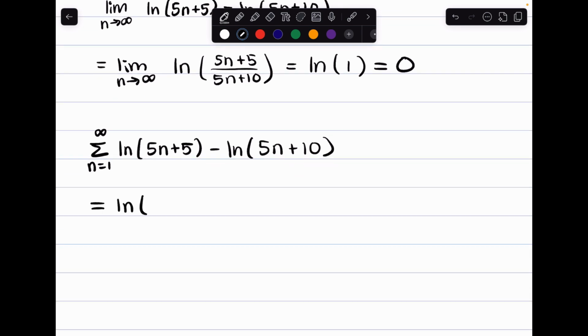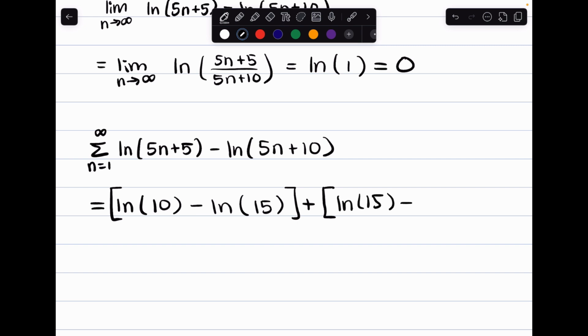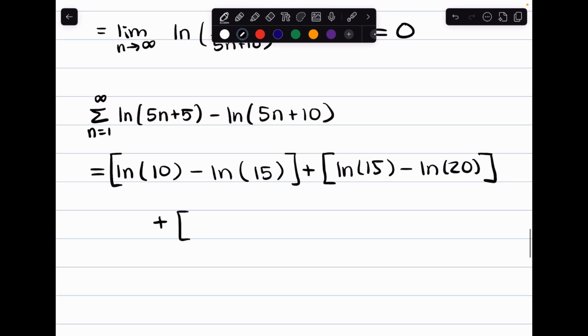We have natural log of 5 times 1 plus 5, which gives me 10, minus natural log of 5 times 1 plus 10, which gives me 15. That's my first term, a1. My a2 is going to come out to natural log of 15 minus natural log of 20. My third term, a3, is going to come out to natural log of 20 minus natural log of 25.